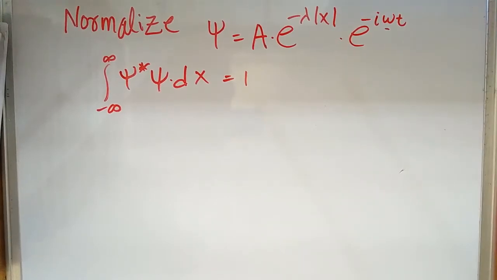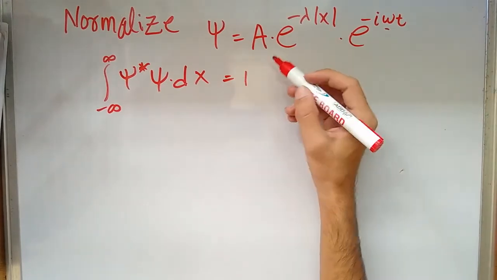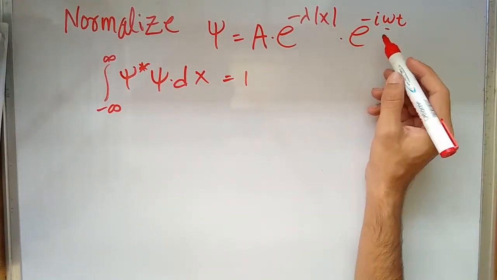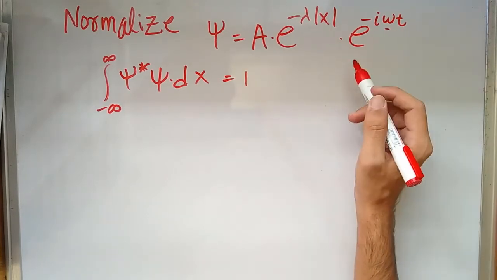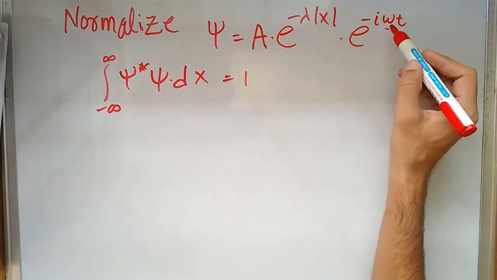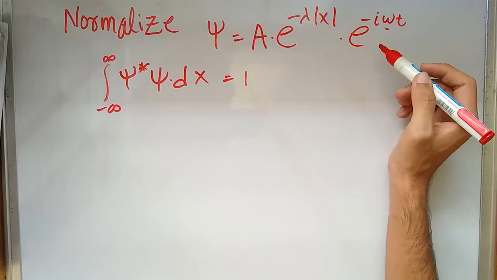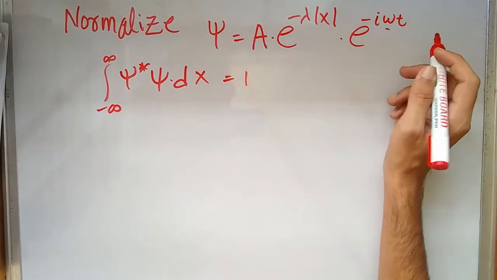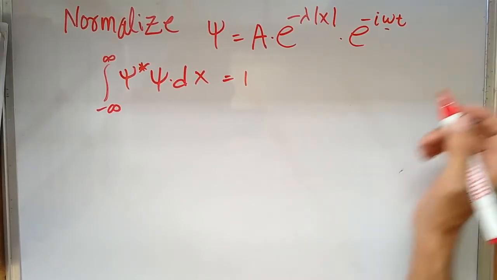Hello everyone. In this video we are going to normalize a wave function psi which goes like A e to the power minus lambda mod x, into e to the power minus i omega t. So here A, lambda and omega are constants. So the function psi is only dependent on x and t. So we will see how to normalize this.